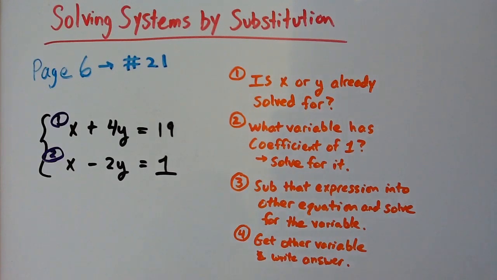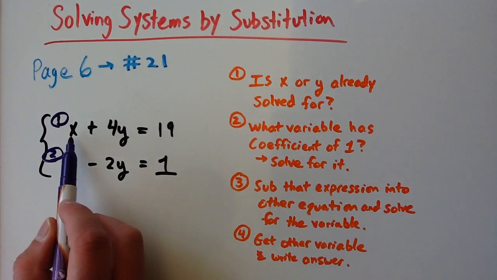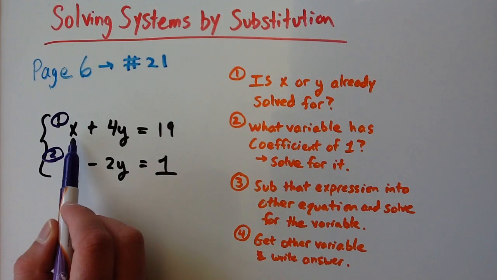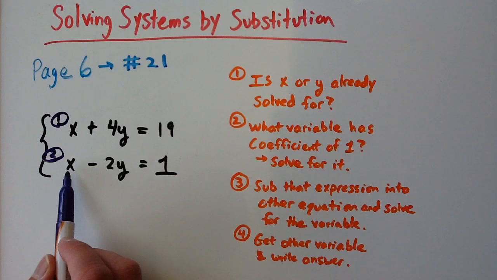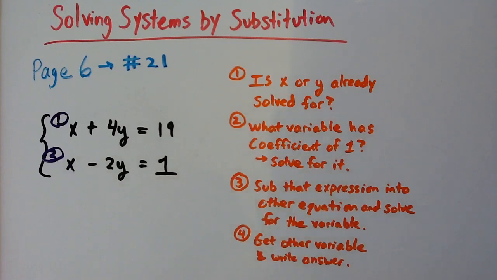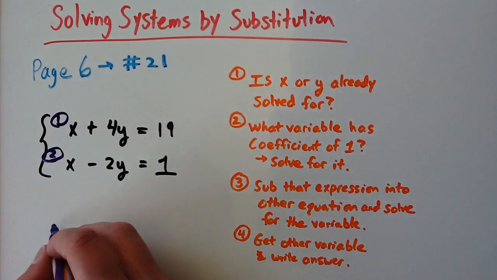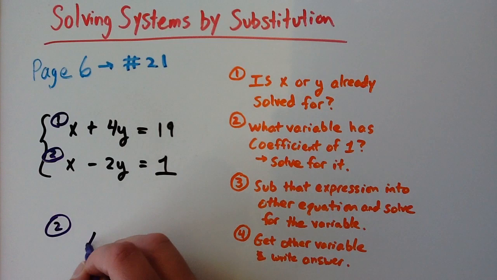And so the second question I need to ask myself is, what variable has a coefficient of 1? Because whatever variable has a coefficient of 1 would be easier to solve for. And as I can see here, x in equation 1 has a coefficient of 1, and x in equation 2 has a coefficient of 1. So I can pick either one and solve for it. I'm going to pick the second one.